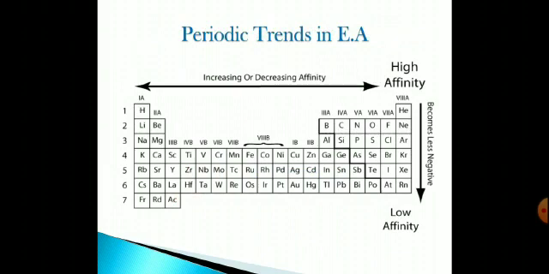When we move from top to bottom, the atomic size increases. This is because the increased number of shells outweighs the increased nuclear charge. As the atomic size increases, the distance between the outermost shell and the nucleus increases. This leads to lesser affinity of the electron towards the nucleus. As the affinity of the electron towards the nucleus decreases, less energy is released when an electron is added. So the electron affinity decreases on moving from top to bottom in a group.